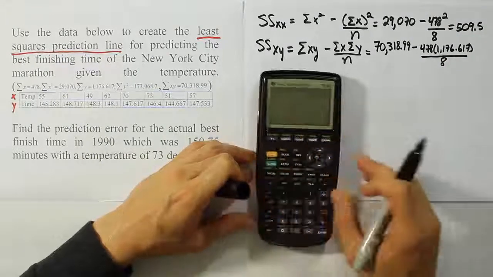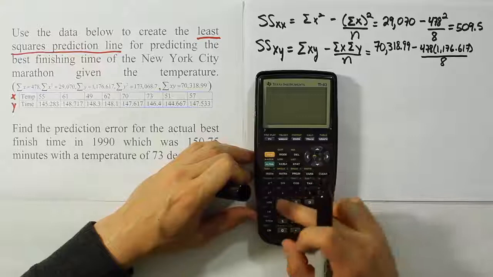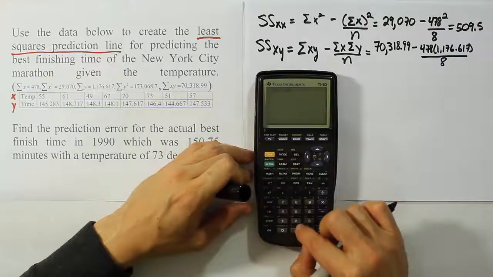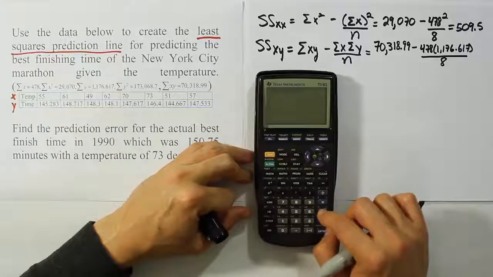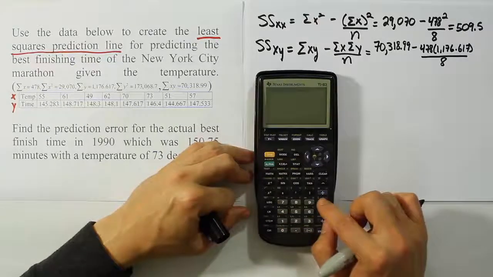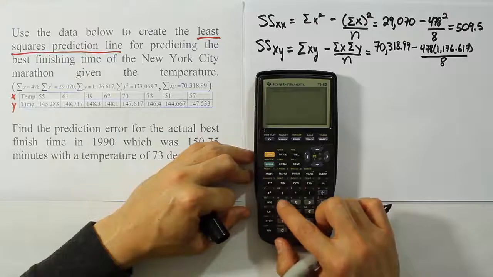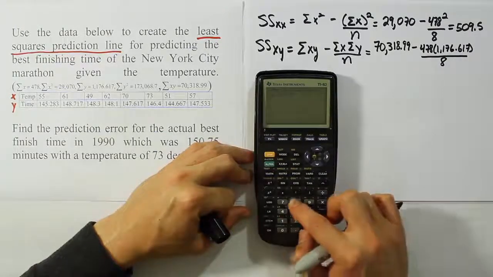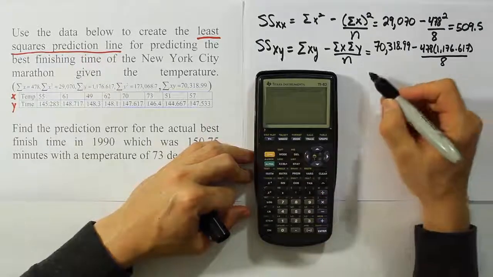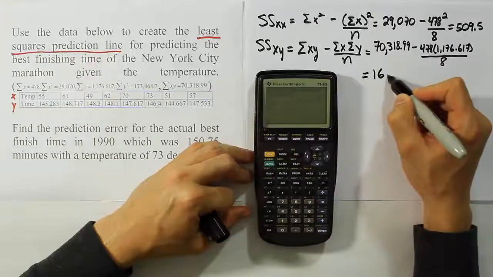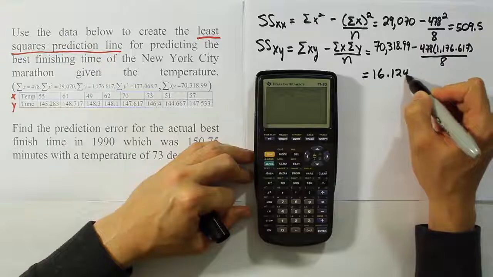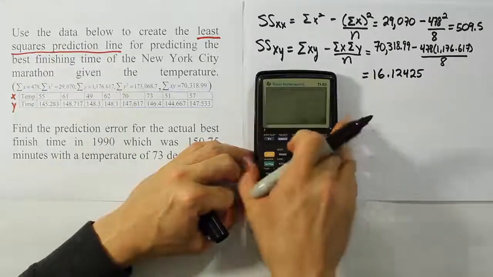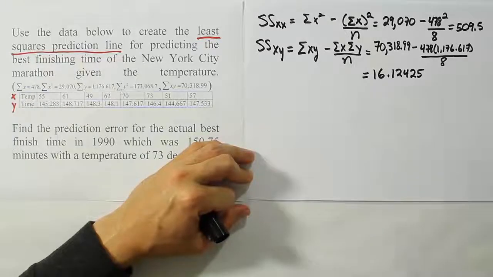All right, so we plug that stuff in. Let's see what we come up with. So we have 70,318.99 minus 478 times 1,176.617 divided by 8. And when we do that, we get the answer at the end, 16.12425.